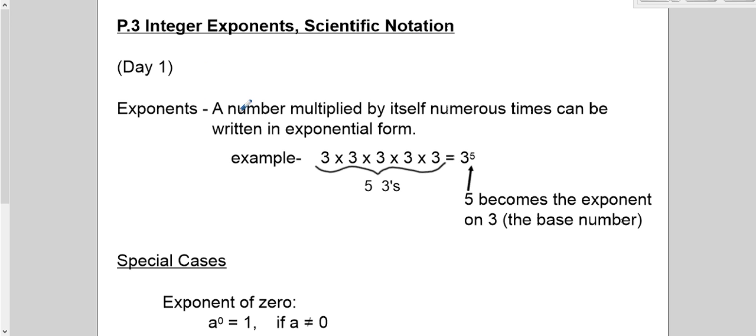Exponents are used when a number is multiplied by itself numerous times. Then the number can be written in exponential form. For example, if we have 3 times 3 times 3 times 3 times 3, because there are 5 3's, we can write this as 3 with an exponent of 5. The 3 is the base number, the 5 is the exponent.